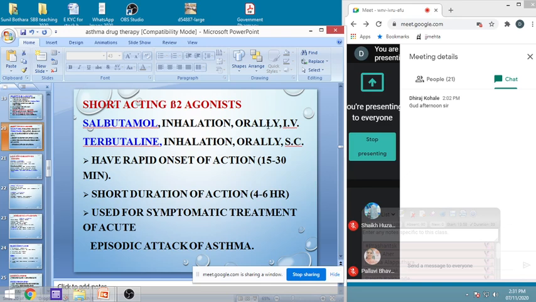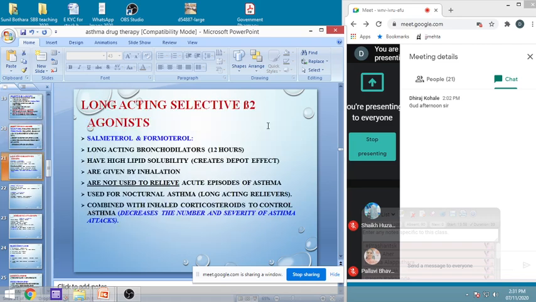They offer two benefits. The onset of action is fast, meaning they start acting immediately, within 15 minutes, but their duration of action is only 4 to 6 hours. So it is expected that by that time you have other medications or other things to do. Then the others are LABAs, that is long acting selective beta agonists.